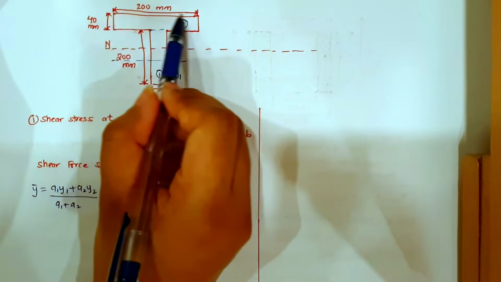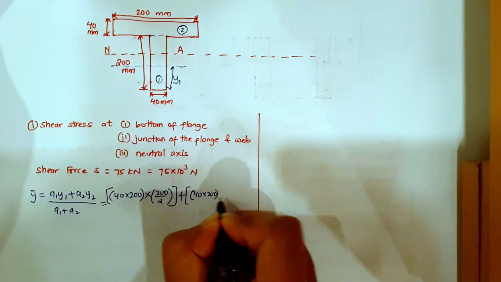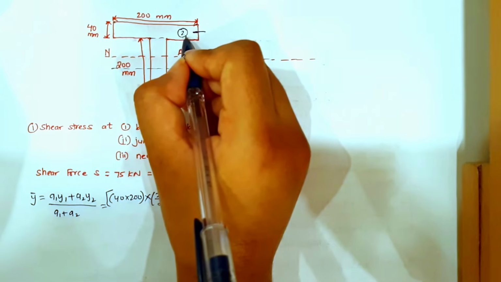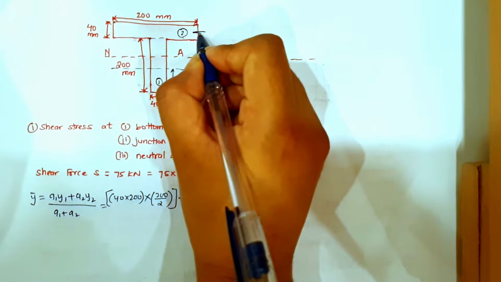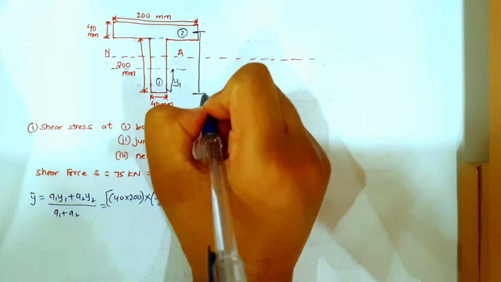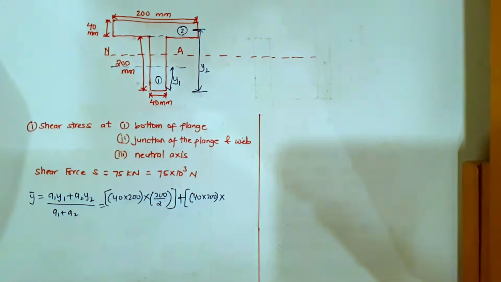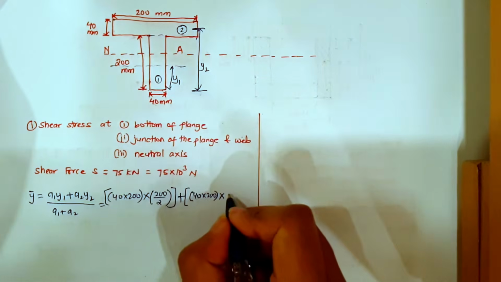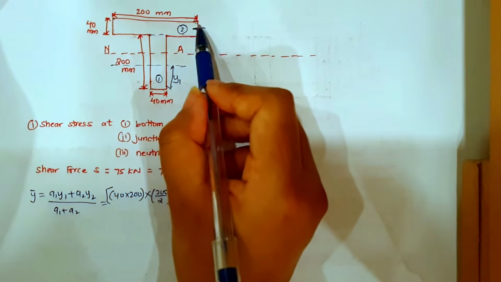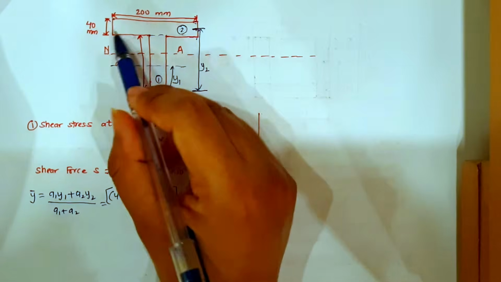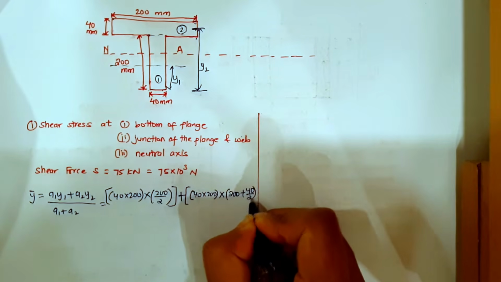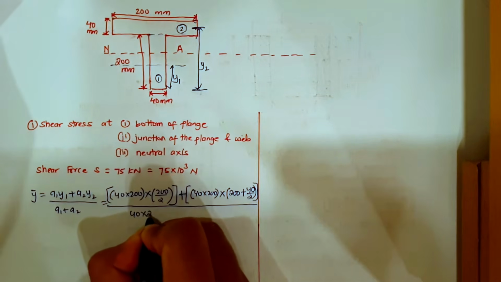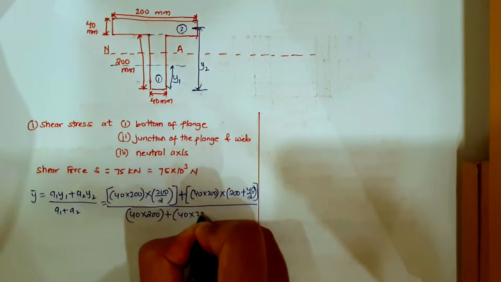Area 2 is again 40 into 200. So again we have 40 into 200 into y2. For the flange portion of the second section, y2 will be coming all the way from the bottom till this point. So how much will y2 be from here to here, through this web portion? The web height is 200, so 200 plus, now when I have reached the flange I have to take only half of the flange, so how much is half? 40 divided by 2, right? Divided by the total area, 40 into 200 plus 40 into 200.